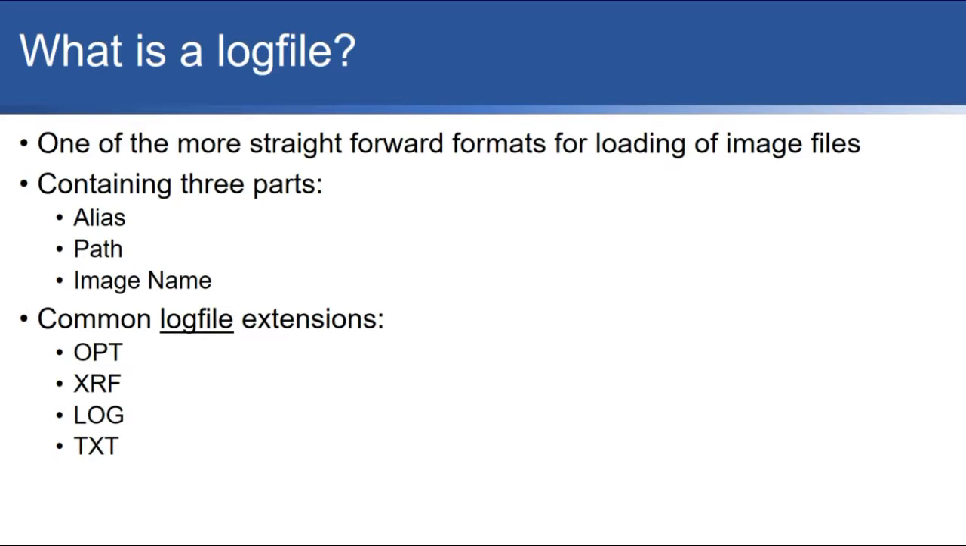So a log file is one of the more straightforward formats for loading of image files. It contains three parts: the alias, the path, and the image name. And there's some common log file extensions. It's basically just a text file, but they put these extensions at the end of them to signify that it's a log file. It's called an OPT or a LOG are the most common ones, but I've also seen XRF or cross-reference and text file.